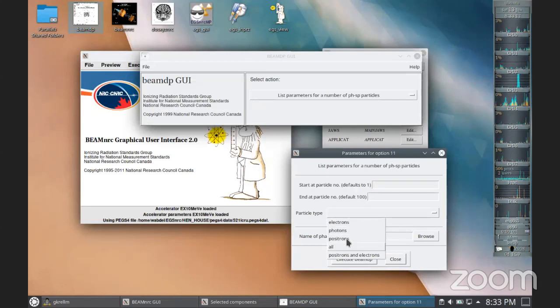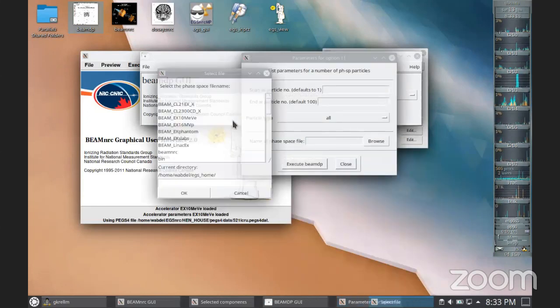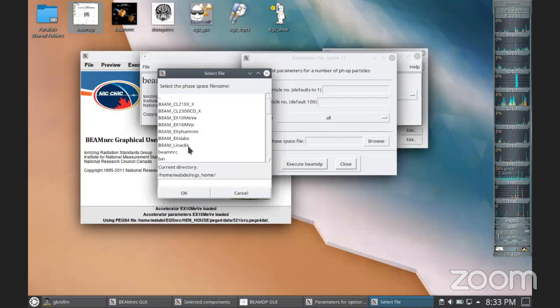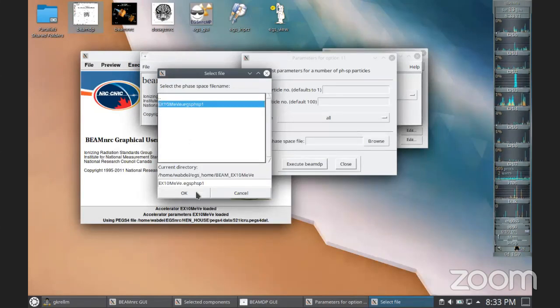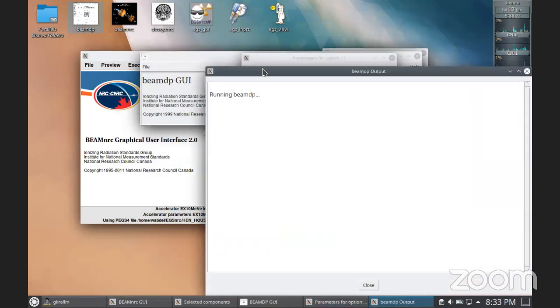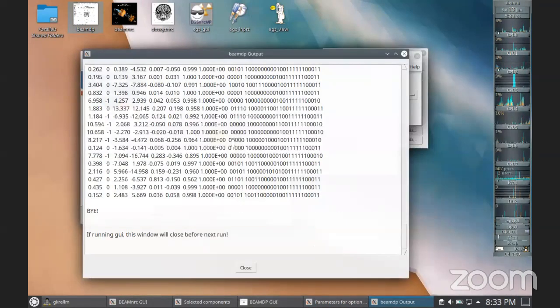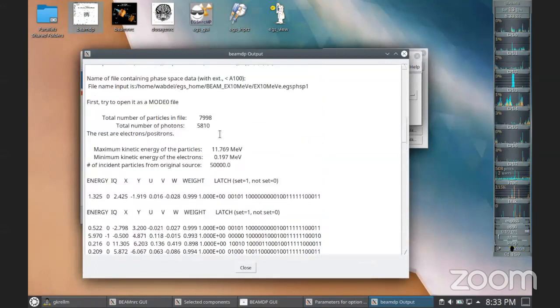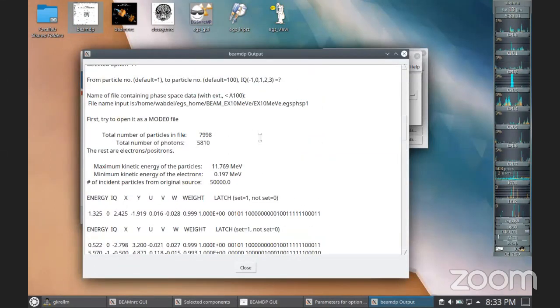We look at all, okay, because I want to surprise you with something. And here is the 10, okay, there. So let's execute. Okay. Look at this. So we have 8,000 particles in the phase space file. Almost 6,000 particles are photons. And this is an electron beam simulation. So these photons are all contaminating photons.